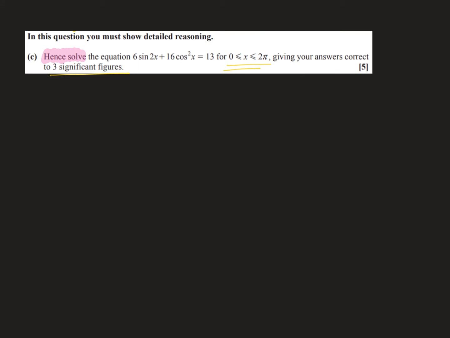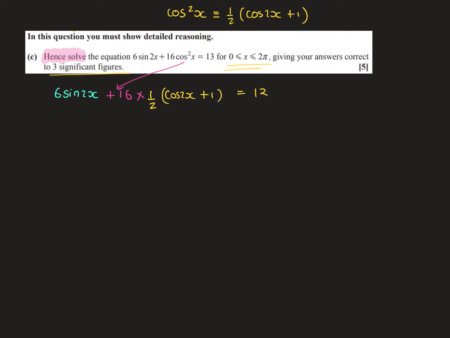Now, 6 sin 2x I'm going to leave alone, but I'm going to take 16 cos squared x, and I'm going to use the identity that we wrote down earlier for cos squared x, where we wrote down that cos squared x was equivalent to 1/2 (cos 2x + 1). So that was the very first part of the whole question, and this is then equal to 13. So what does the left-hand side simplify to? 6 sin 2x + 8 cos 2x + 8 = 13.